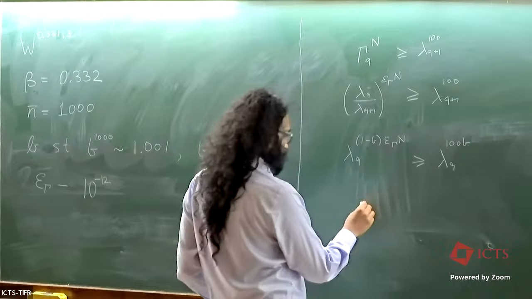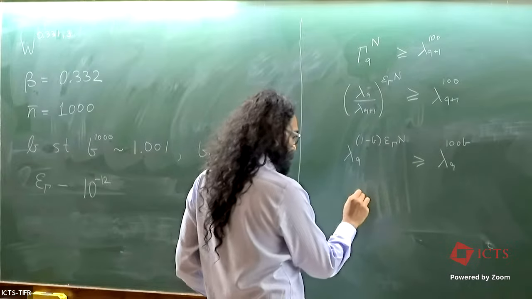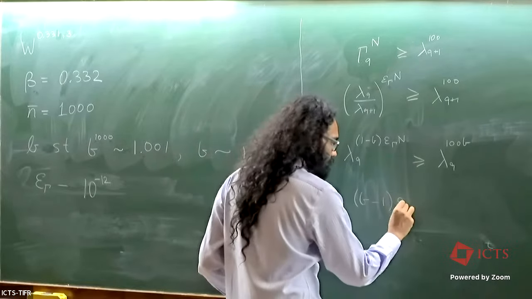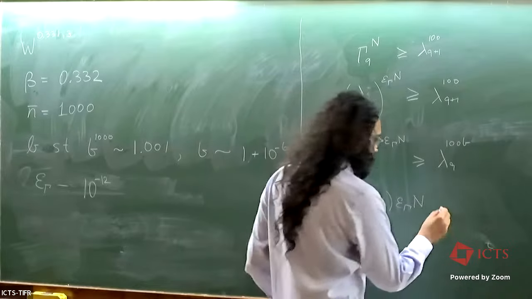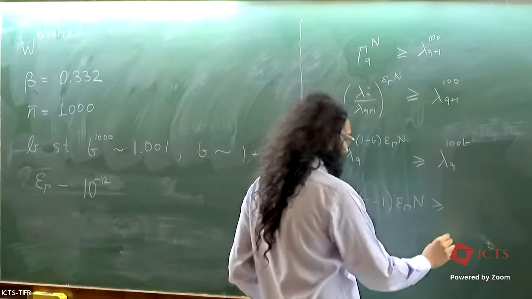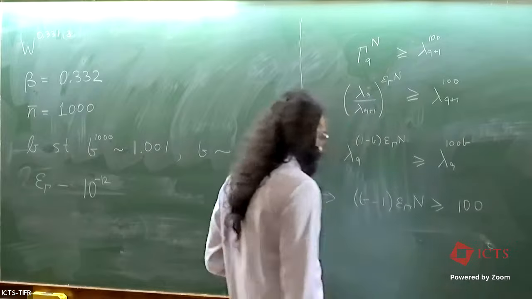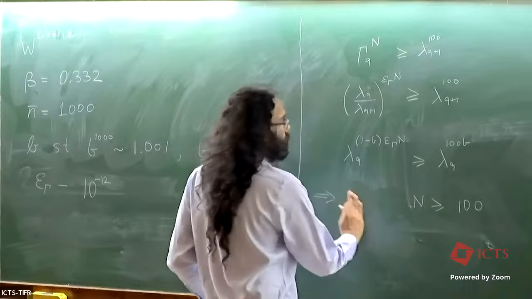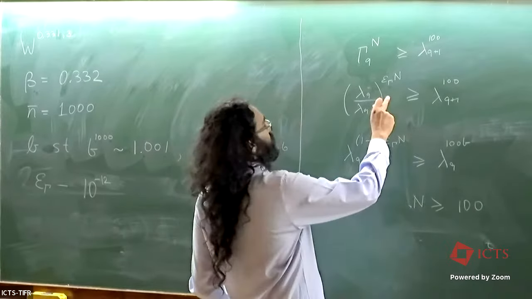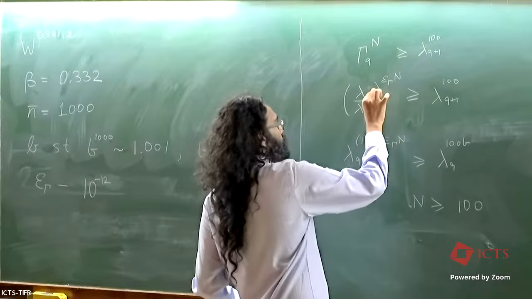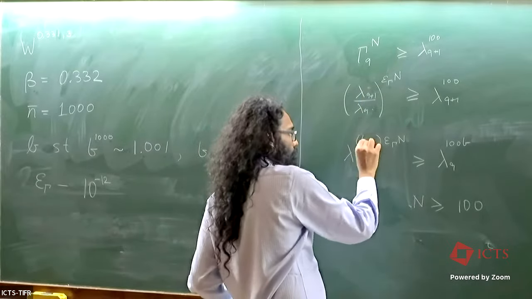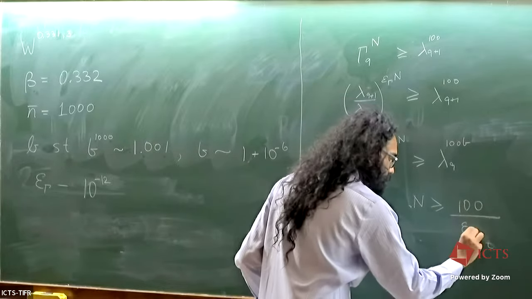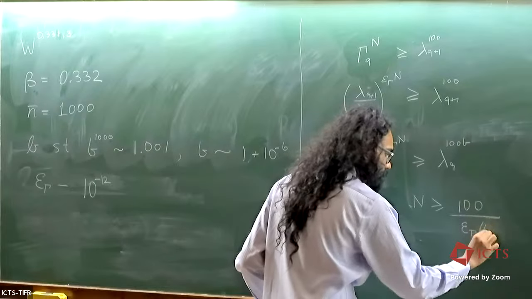And so if I write that down, that means that I need b minus 1 times epsilon gamma n to be greater than or equal to 100, basically. All right, so then I move this to this side. Sorry, this should be a plus 1. This should be this, and so this is b minus 1. So now I need n to be greater than 100 divided by epsilon gamma times b minus 1.